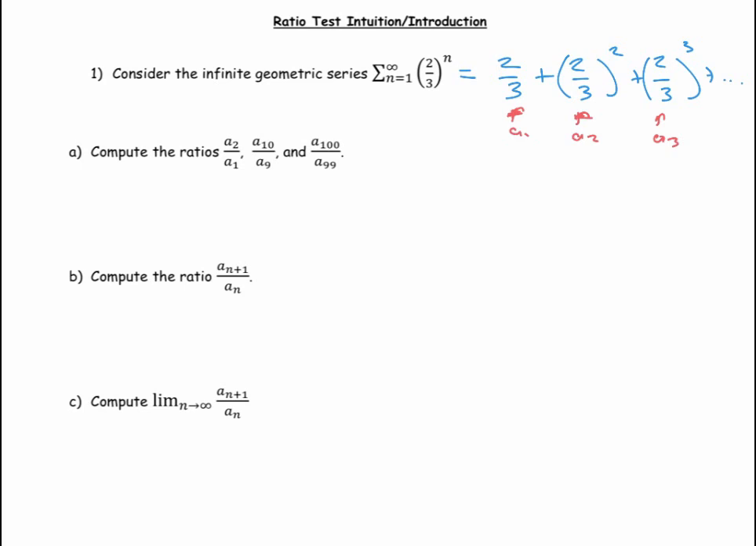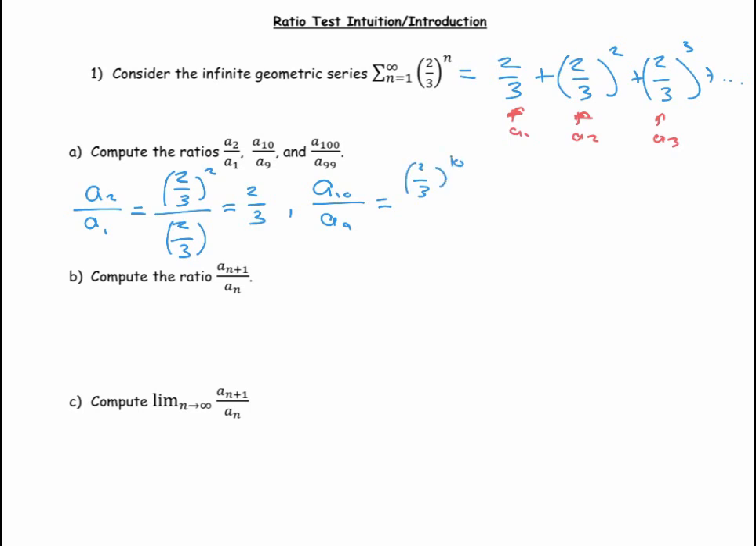Okay, so we're going to look at a few ratios here. It says compute the ratio a sub 2 over a sub 1. Well, that's just 2/3 squared divided by 2/3, which becomes 2/3. And the 10th divided by the 9th would be 2/3 to the 10th divided by 2/3 to the 9th. Again, you can see that reduces to 2/3.